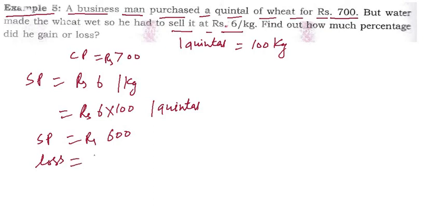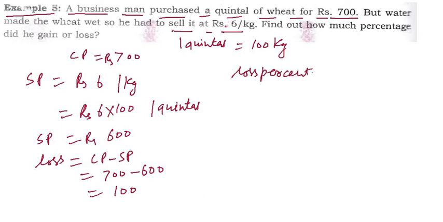Loss is equal to CP minus SP. CP is 700 and SP is 600. So loss is 100 rupees. So now loss percent. Loss percent is equal to loss upon CP into 100. Loss is given as 100, CP is 700 and here is 100.